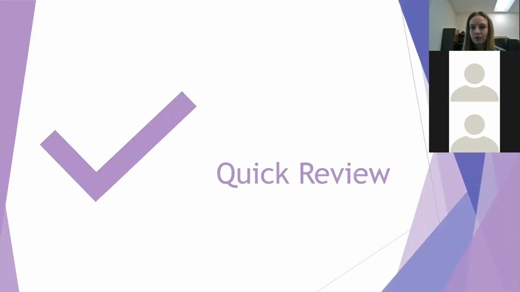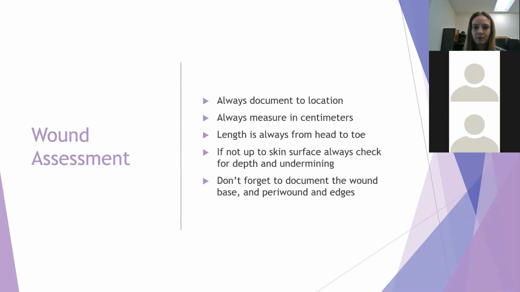Okay, so just a quick review. For the wound assessment, big things are always document the location, always measure in centimeters, length is always from head to toe. If it's not up to skin surface, always check the base for depth and undermining, and don't forget to document the wound base and peri-wound edges.